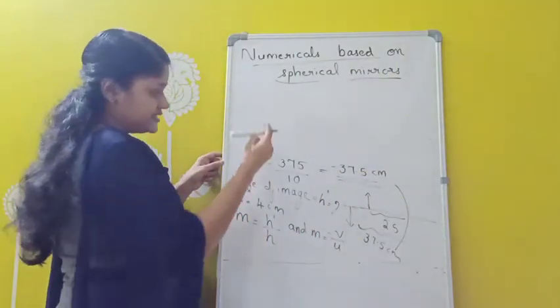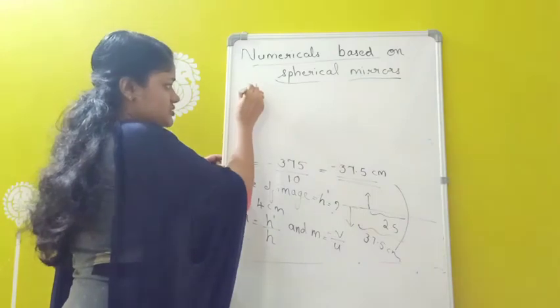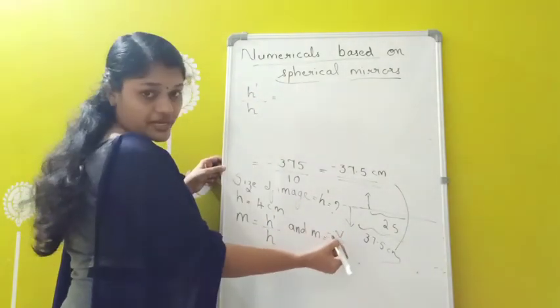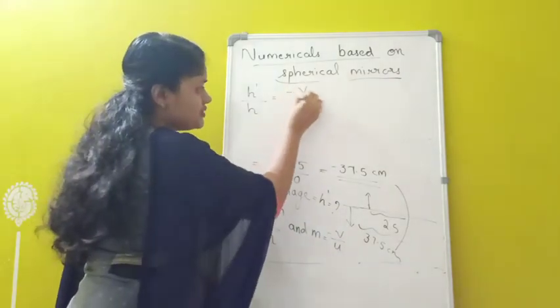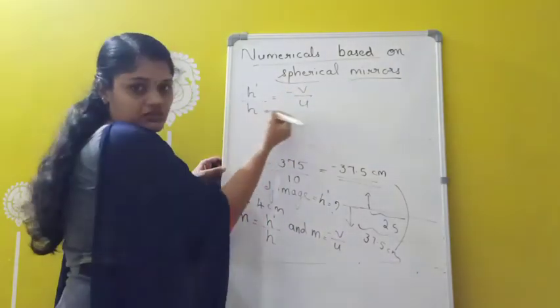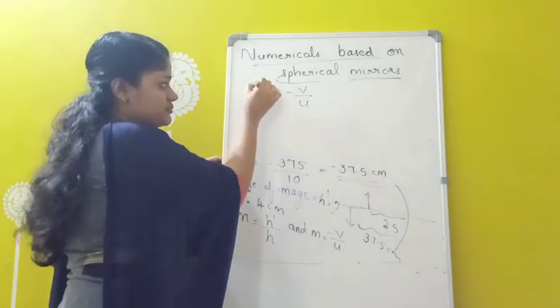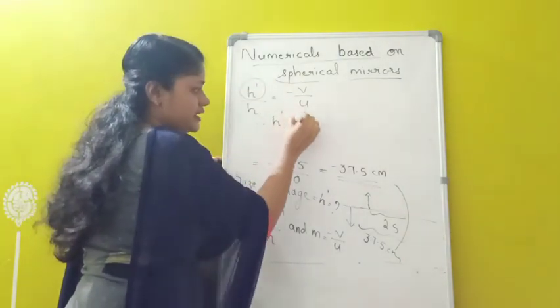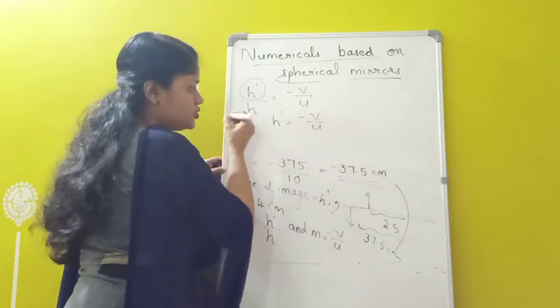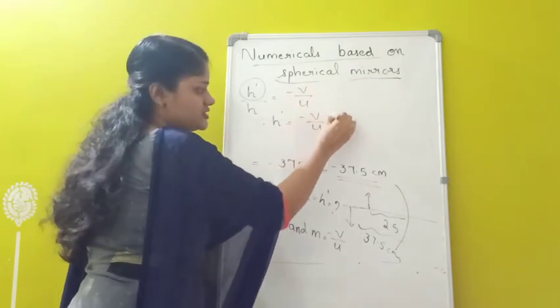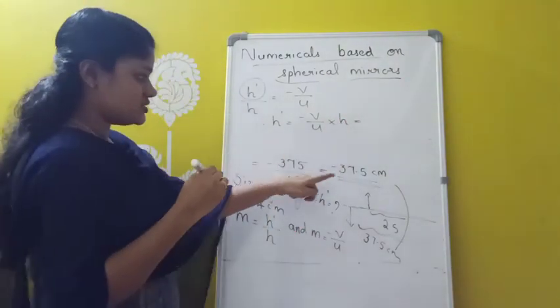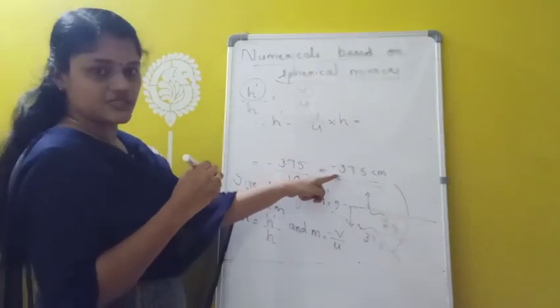So here on the right hand side we have H dash by H. H dash by H equals, on the right hand side we have the magnification, minus V by U. Both are equal because both are formulas for magnification. So from this we need H dash. Therefore H dash equals minus V by U into H. V is how much? Minus 37.5. So the minus and minus become plus.